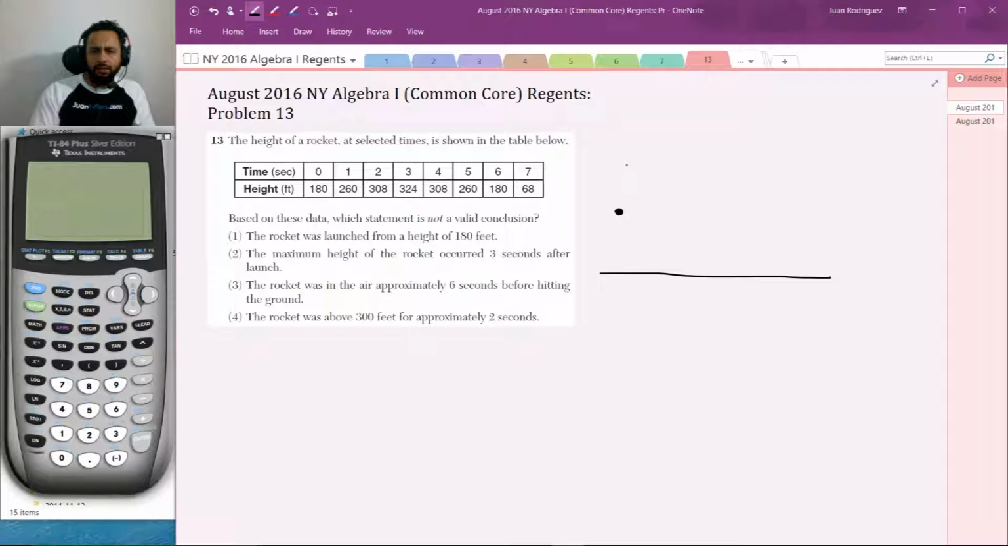Height at time 1 is 260. At time 2, it's at 308, not quite as high. At time 3, it's at 324. And then at time 4, it's at 308. I notice it's the same as time 2, so I carefully draw it next to the same place. Time 5, it's at 260. And at time 6, it's at 180. And then at time 7, it's at 68. The rocket is at 68.